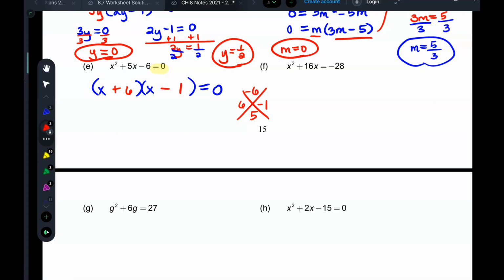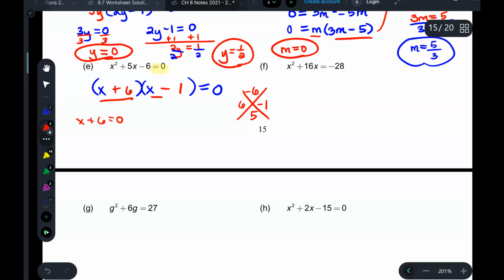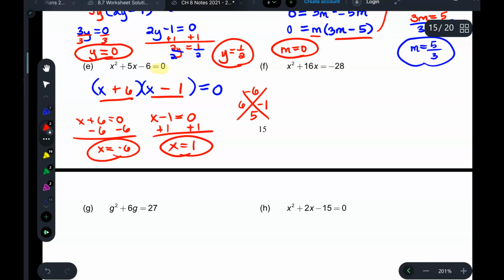Okay, now that I have it in factored form, what do we know? We know x plus 6 has to be equal to 0, and x minus 1 has to be equal to 0. So -6 is one answer, and +1 is the other answer.